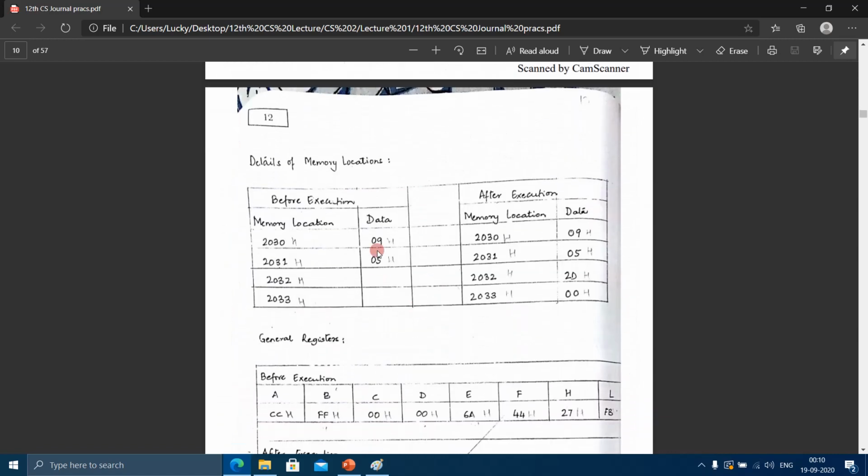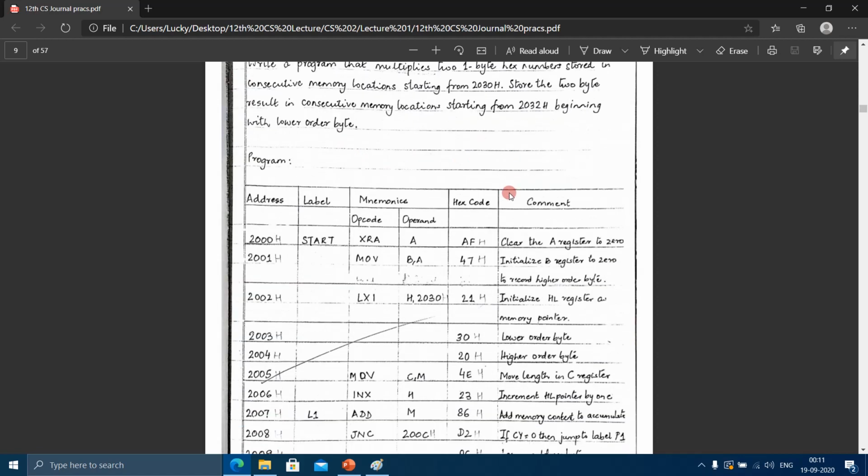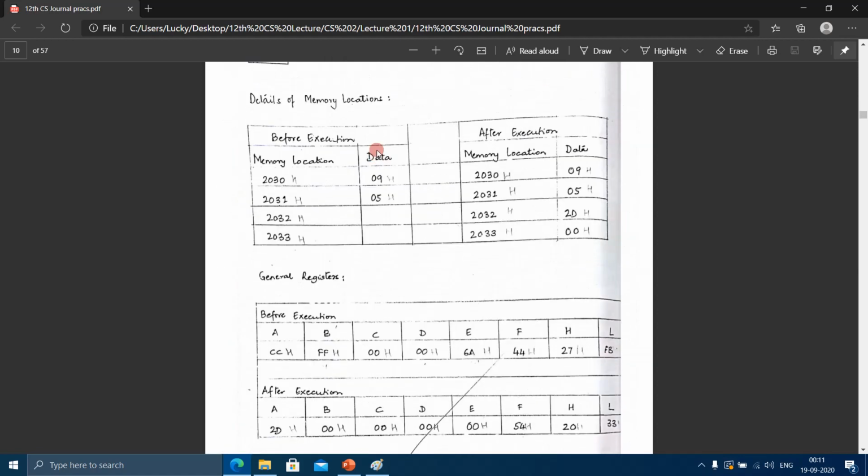Store the 2-byte result in consecutive memory locations starting from 2032H. So the result of these two numbers should be stored from location 2032, but the result should be a 2-byte result. So these two numbers are in hexadecimals.